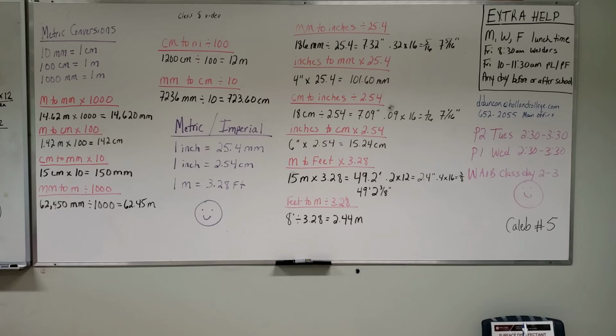So we're going to start off with some metric conversions. Most of you probably know a lot of this stuff, but we'll just review. 10 millimeters is 1 centimeter, 100 centimeters is a meter, and 1,000 millimeters is 1 meter.